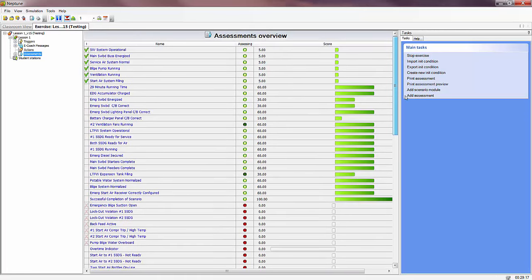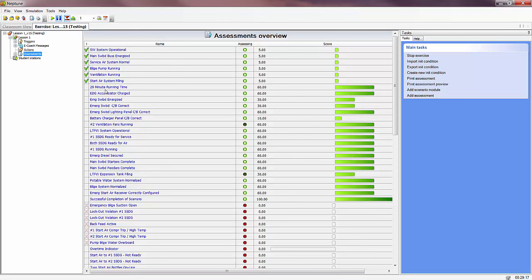Now, let's talk about the assessment editor a little bit. These green arrows are critical achievements. So to pass this assessment, I have to have the saltwater system operational. The main switchboard must be energized. The service air compressor must be on and the system normal. I must have pumped the bilges. The ventilation needs to be running. And then the start air system needs to have started its filling process.